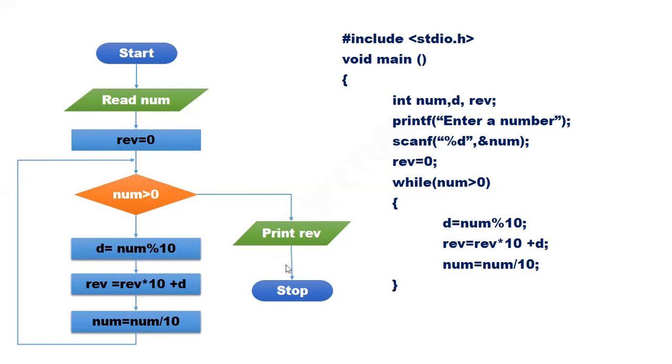Close the curly brace. Go to the no part. In the no part, print the value of REV. Print reverse number is %d, comma REV. So this is the end of the program. Close the main function. Now let us execute the program on our system.